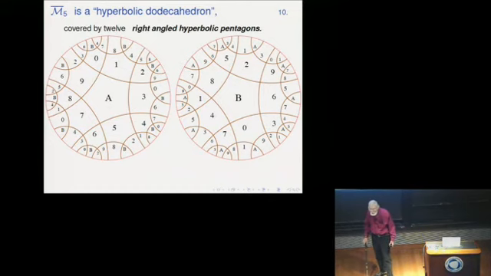0 through 9 plus A and B? Yeah. That was just sort of an arbitrary choice.